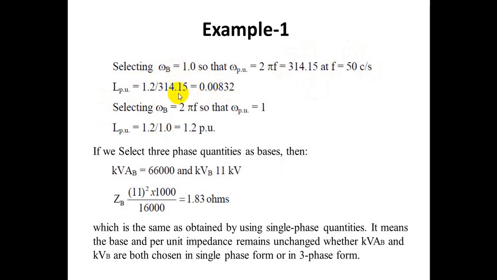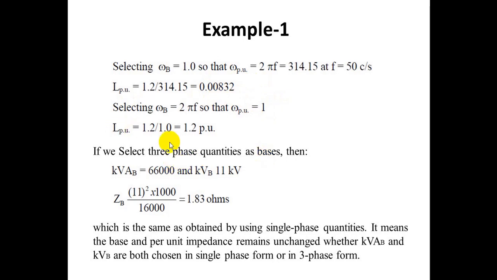But if we select omega base as 2 pi f, then we have omega per unit equal to 1, and the inductance value will be simply equal to the reactance, 1.2 per unit. So there's a difference in the values by selecting omega base as 1 or omega base as 2 pi f. But in normal practice it is preferable to use omega base as 1, because we want a separate value for inductance as compared to reactance in order to create the difference. So it's better to choose the value which gives a different answer.